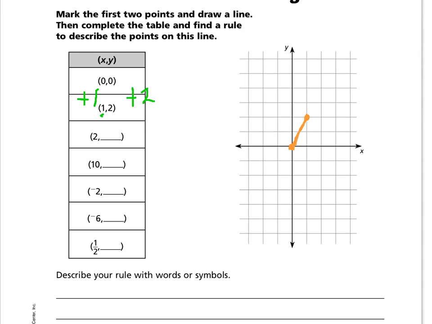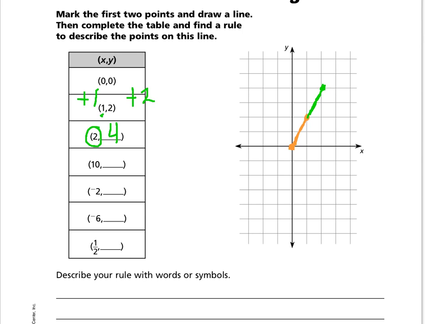So let's see if we can use this information to help find the next part. I know that I have 2, so I'm going to add the 1 to the 1, which would make the 2, and then add 2 to 2, which would make this a 4. Then I can plot that. I go over 2 and up 4, and I can see that my point would draw a line right to the orange line.